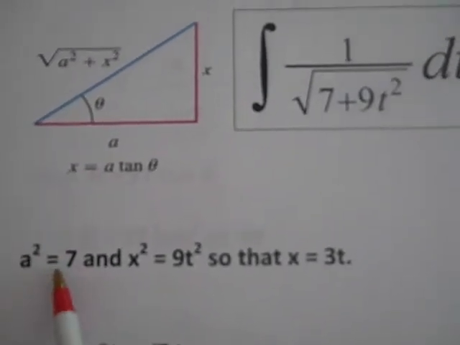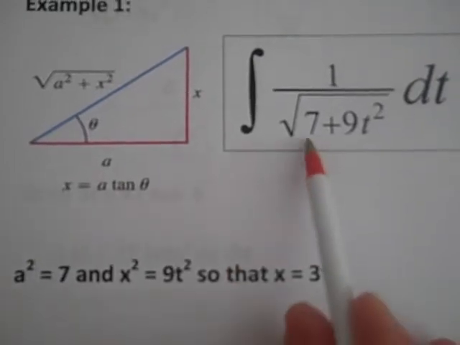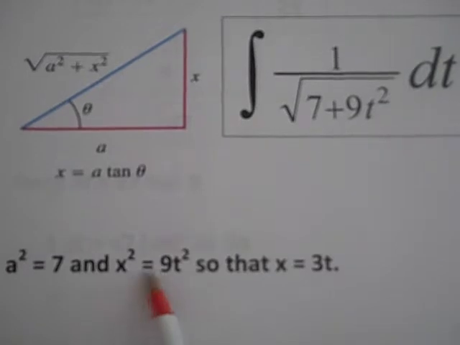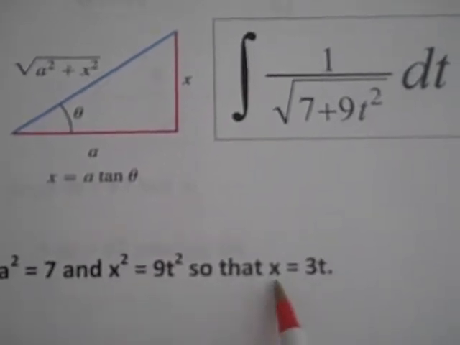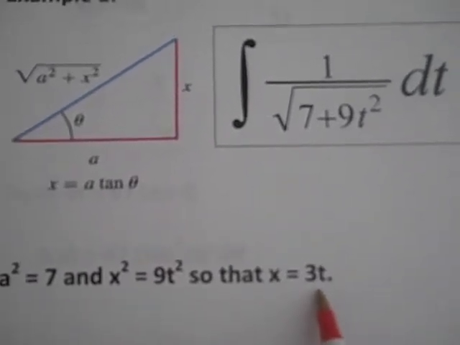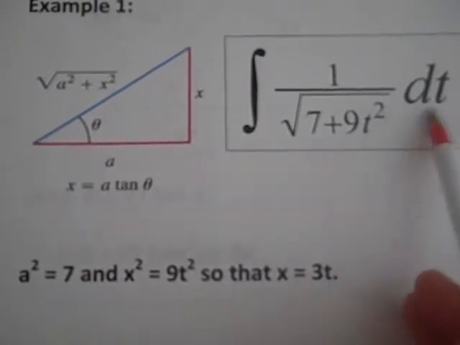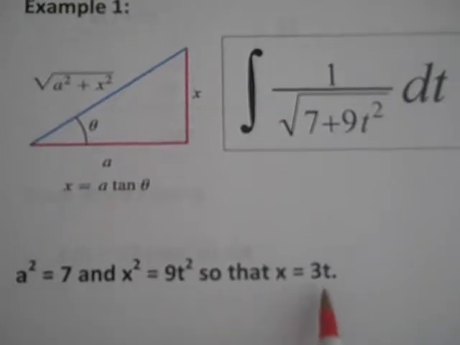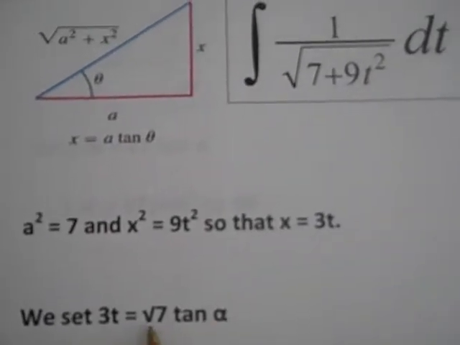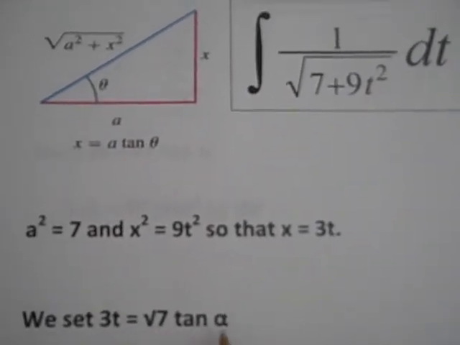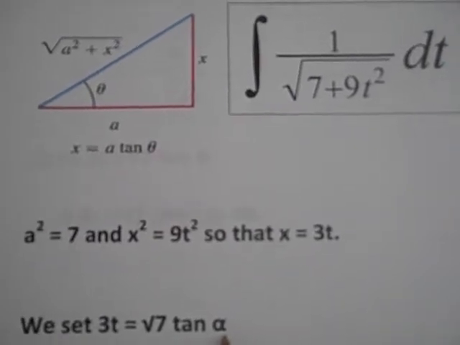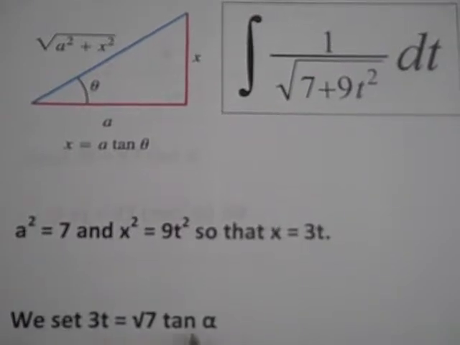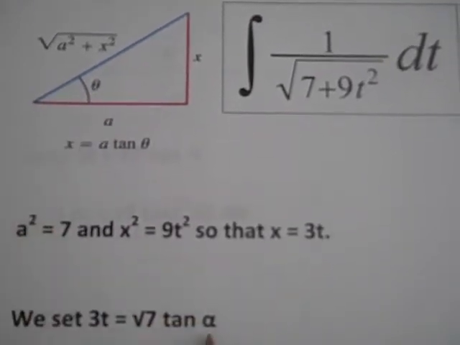A squared is clearly 7. See, I have 7 plus 9t squared. And then x squared is 9t squared, and so that makes x equal to 3t. Now later on I'm going to need dt. So I will now set 3t equal to the square root of 7 tangent of alpha. I'm using alpha because it was easier for me to type than theta. That's the only reason. So theta here is the same as alpha.